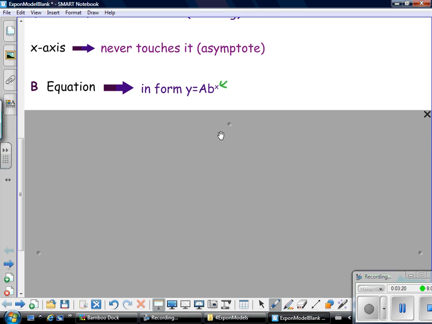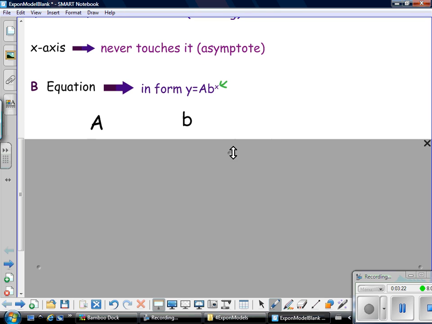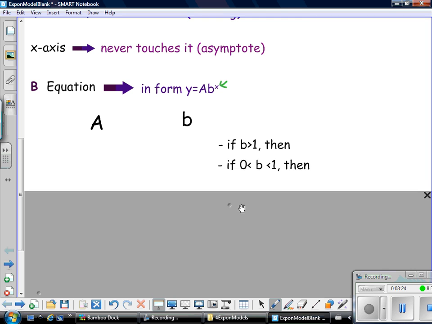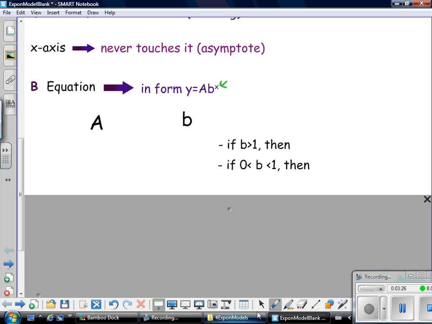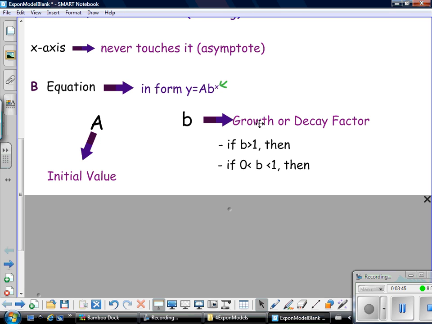So let's look at this form. You saw it a lot in grade 11. The a, I don't know if you remember, had to do with the initial value. If the a wasn't there, if it was the number 1, then that would mean that it would cross the y-axis at the number 1. The b tells us whether we have something that is growing or decaying, and that's our growth or decay factor.